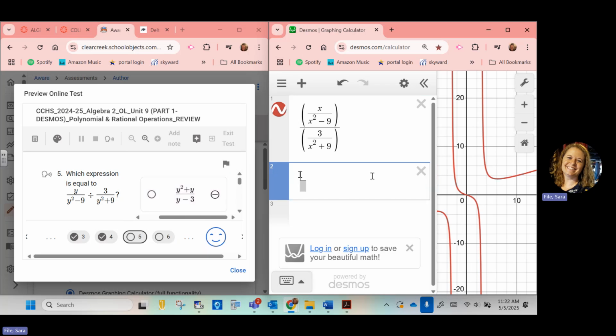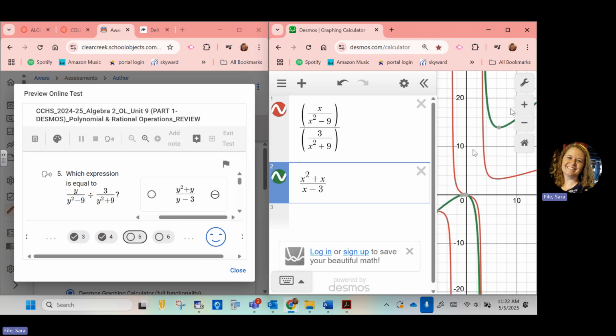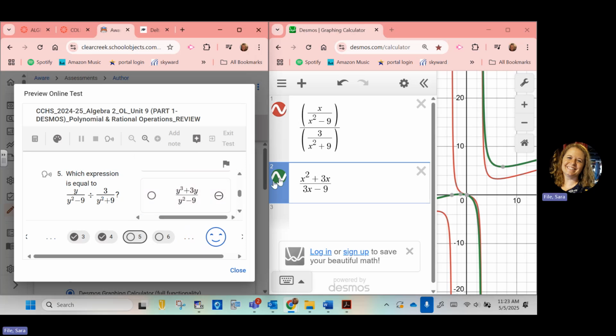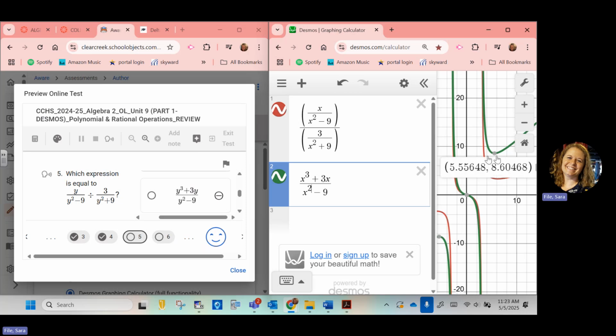So this one has x squared plus x over x minus 3. Those are not the same graph, so that one's out. So then, okay, x squared plus 3x over 3x minus 9. Not the same graph, that one's out. And then this one's got x cubed, so change that power, plus 3x over x squared minus 9, not the same graph. So it's got to be this last one, but we'll double check it.